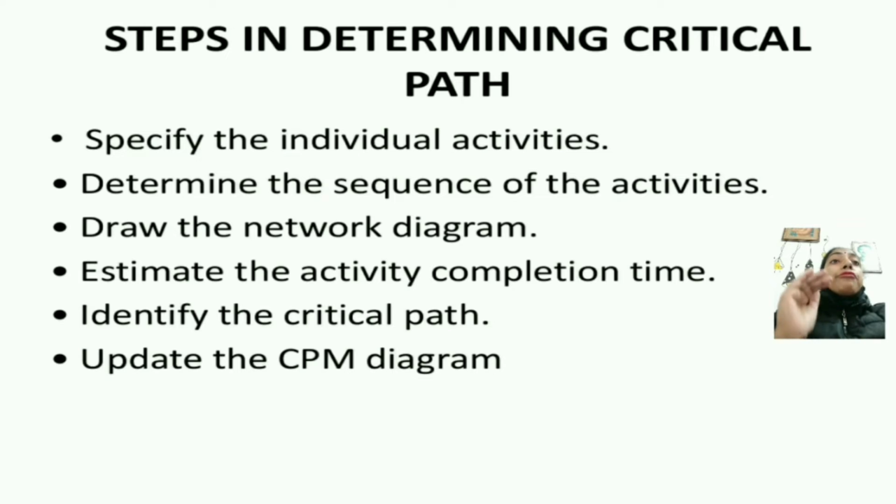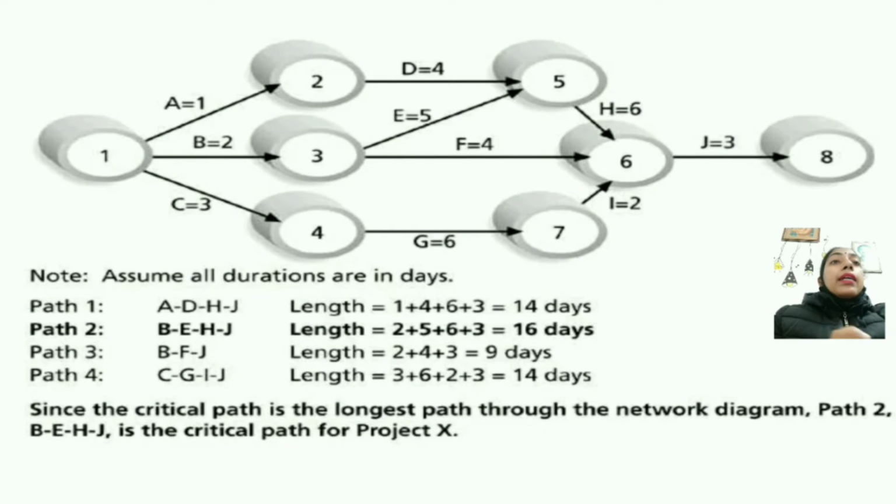So the latest start time is LF minus activity duration. Other than that, there is a float time. The float time for an activity is the time between the earliest and the latest start time, or between the earliest finish and the latest finish times. During the float, an activity can be delayed without delaying the project finish date. Our last step is to update the CPM diagram. These are the 6 steps that help in determining the critical path.